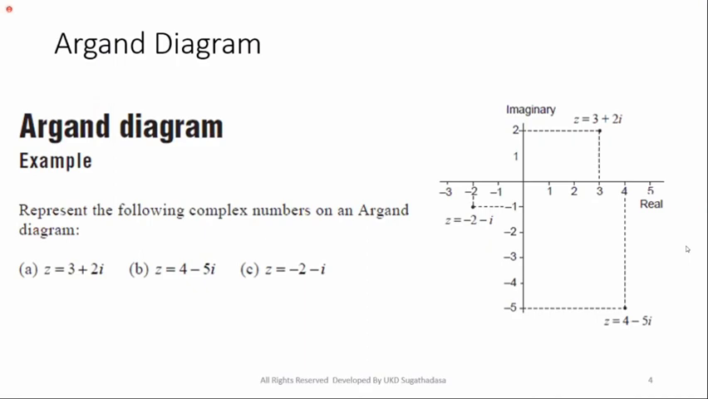Now, what is the point? x is 3, y is 2. You see the point there? That's in the first quadrant. The second complex number, 4 minus 5i, is in the fourth quadrant. x equals 4, y equals minus 5. You see the points? Then the final one, minus 2 minus i, is in the third quadrant. x equals minus 2, y equals minus 1. The coordinate is minus 2, minus 1.